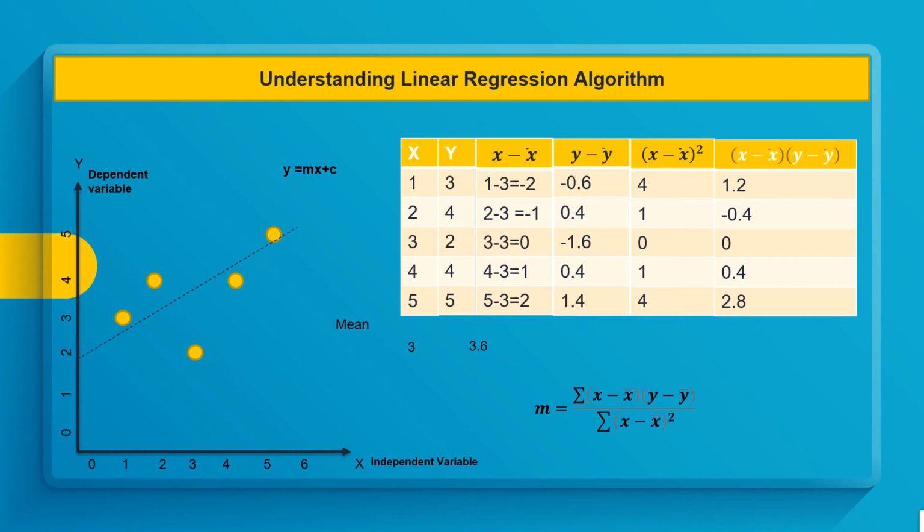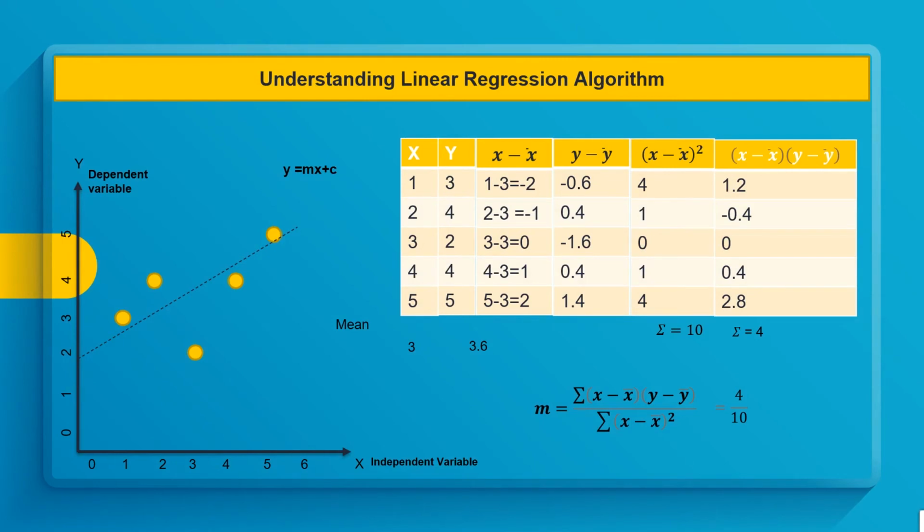Now almost all the parts of our formula are done. So now what we need to do? We get the summation of the last two columns. So the summation of x minus x bar whole square is 10 and the summation of x minus x bar multiplied by y minus y bar is 4. So the value of m will be equal to 4 by 10.